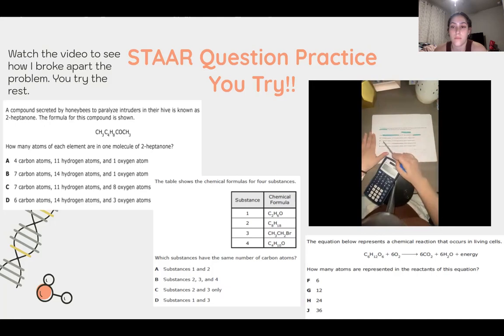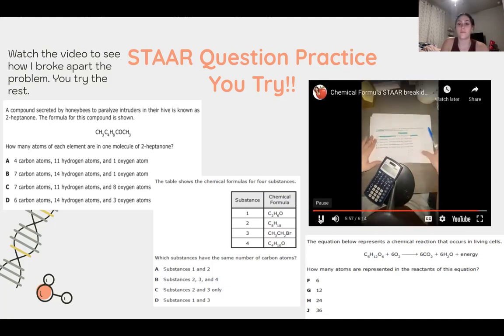So let's check it out. 7 carbon atoms, correct. 14 hydrogen atoms, correct. And 1 oxygen atom, correct. So B would be our correct answer for this one.